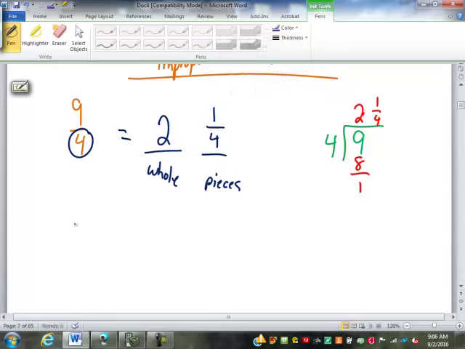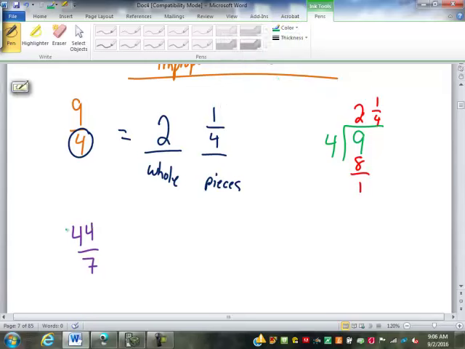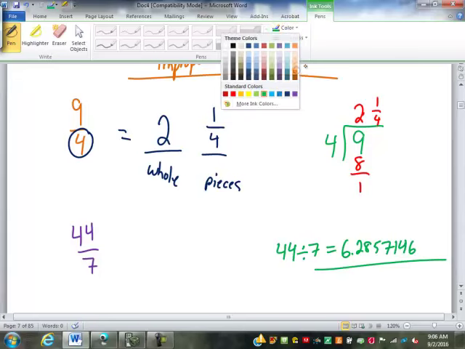So let's say I have something like 44/7. If I wanted to use the calculator to try to help me out here, I'd punch in 44 divided by 7, and I'm going to get something like 6.2857146 approximately. Does that really help me? Well, it kind of does.